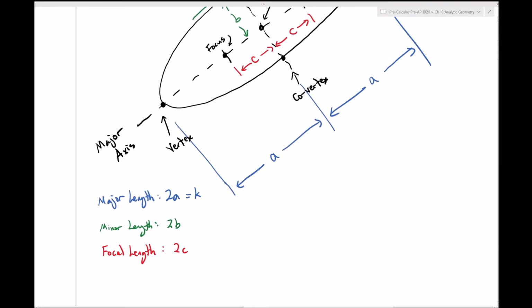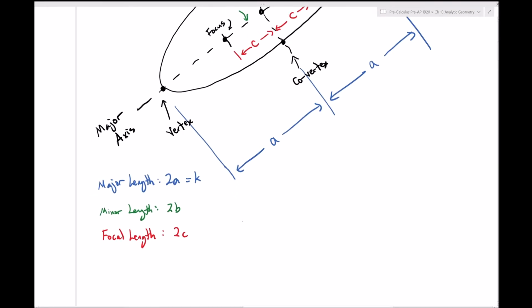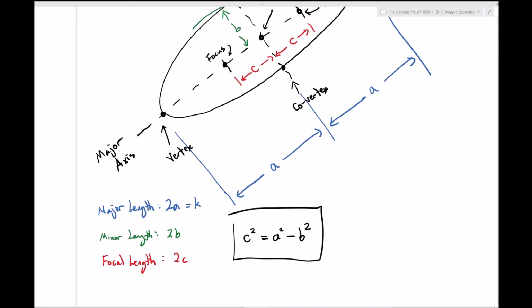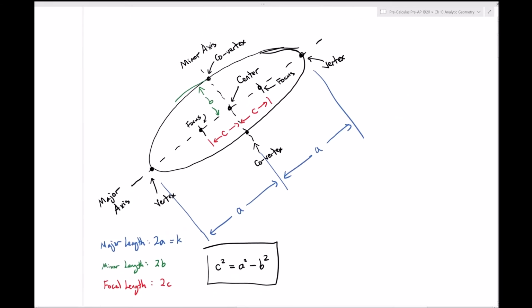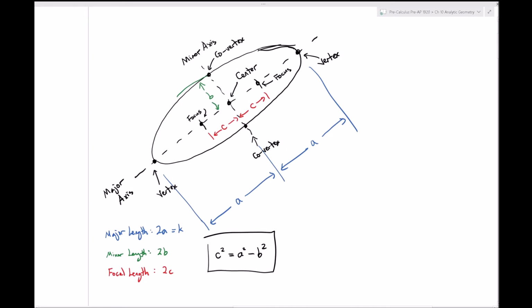And then the thing that related all three of these numbers is that C squared is equal to A squared minus B squared. So that's how A, B, and C are related to each other on an ellipse. So the half of the focal length squared is equal to half of the major axis squared minus half of the minor axis squared. So C squared equals A squared minus B squared. That's the focal equation for an ellipse.